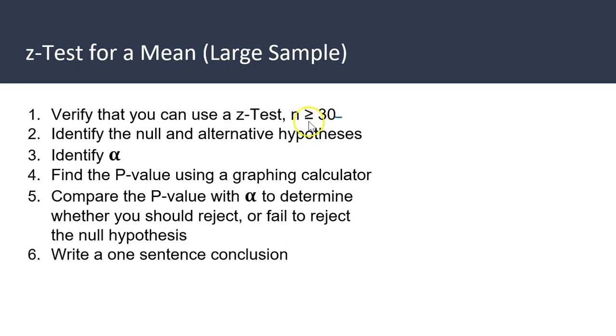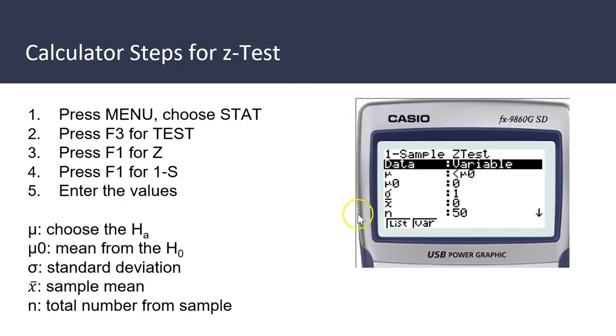Okay. So if the sample size is greater than or equal to 30, we are going to consider that a large sample and use a z-test. Okay, so if you look, these steps look very similar to what we did last time with the proportions. Okay, here's the calculator. Again, just a little bit different buttons. All right, so we're going to press F1 for z-test still, but we're going to pick 1S for one sample, and then here's what your screen should look like.